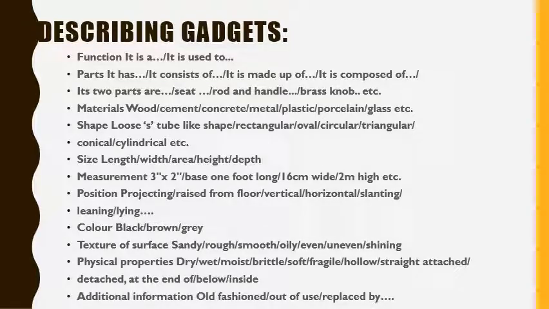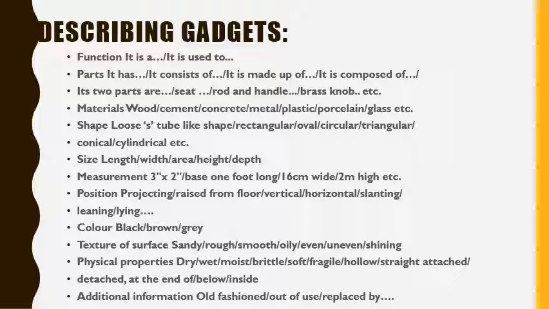So while describing gadgets, the first thing you need to describe is a function. For example, a blender, it is used to blend batter or dough or whatever. A coconut scraper is used to scrape coconuts. Scissors is used to cut objects.